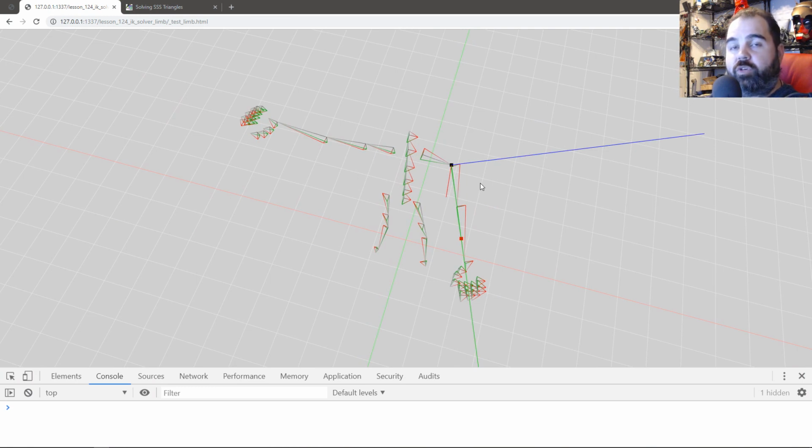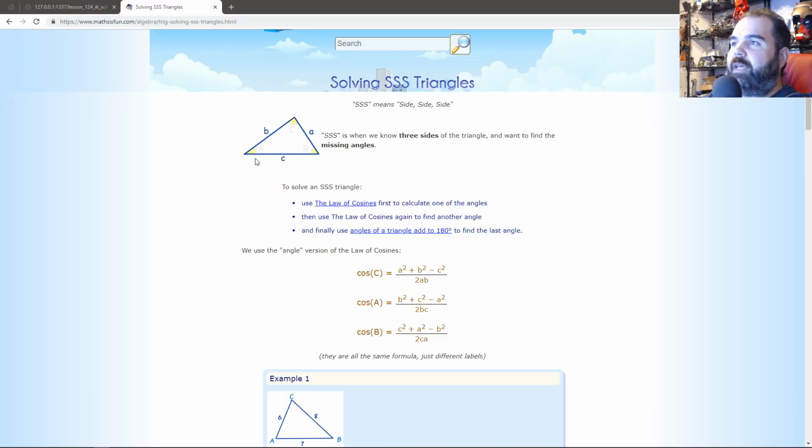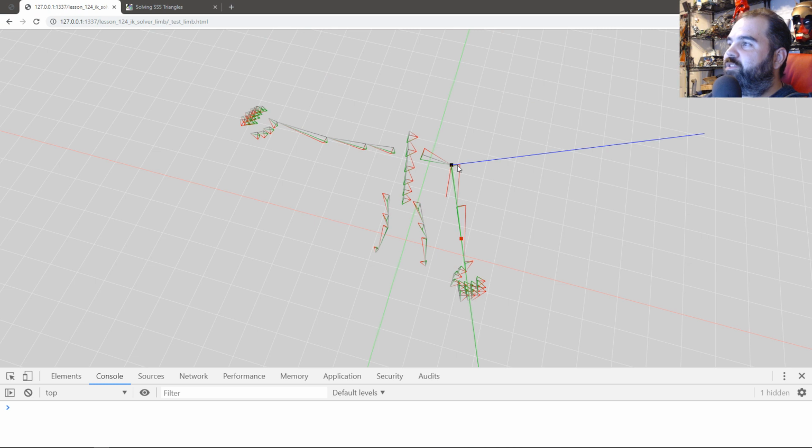A triangle has three sides. One side is from the black dot to the red dot. So that's our long side, which we can call the C side of the triangle. Right now it looks like a flat triangle, because we haven't done any of the rotations yet. So from black to red, that's going to be C. The first bone is going to be A, and the second bone will be B.